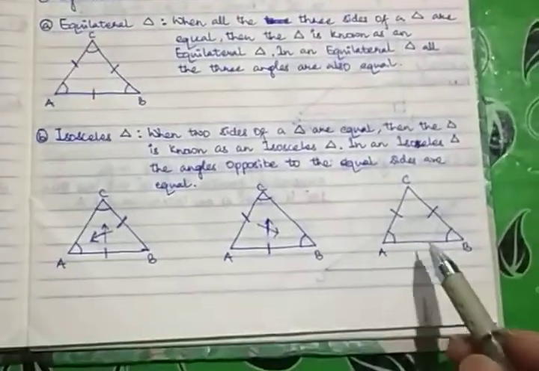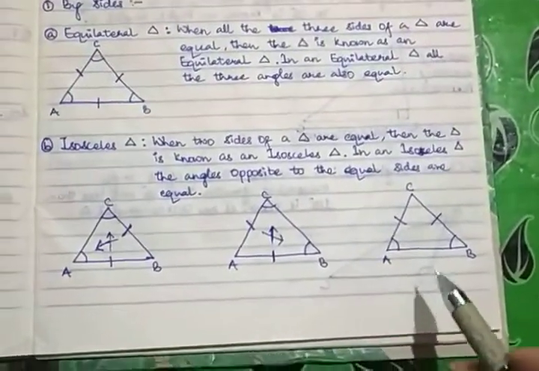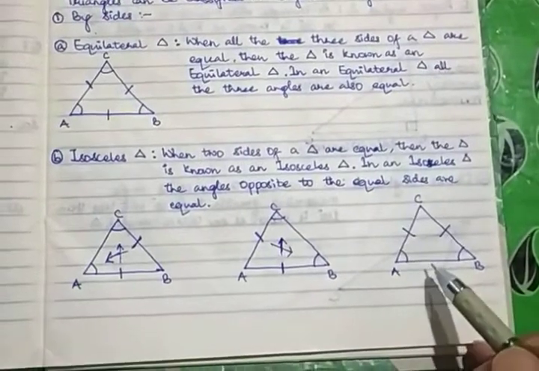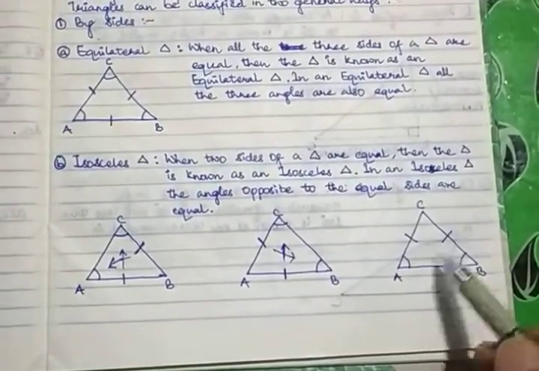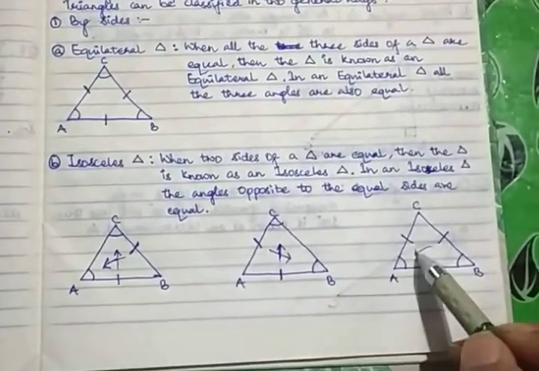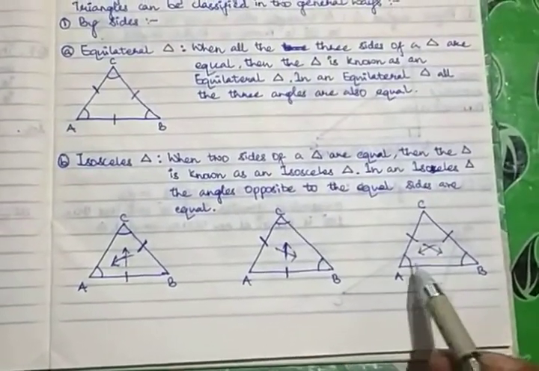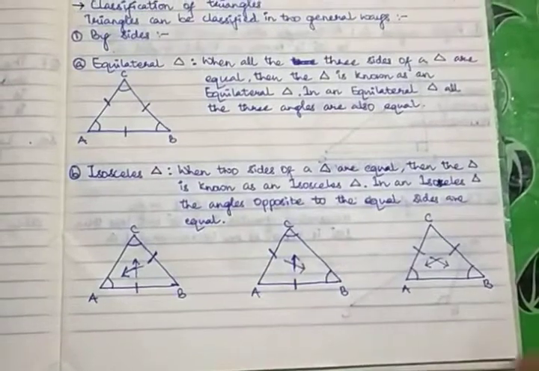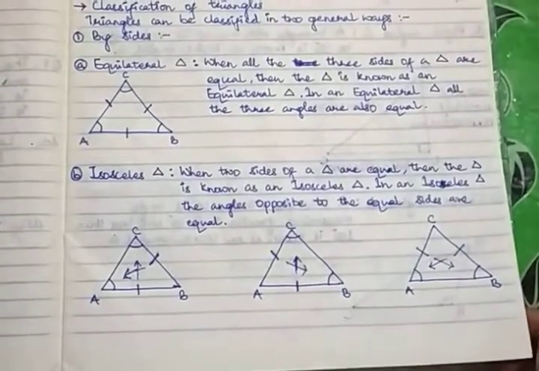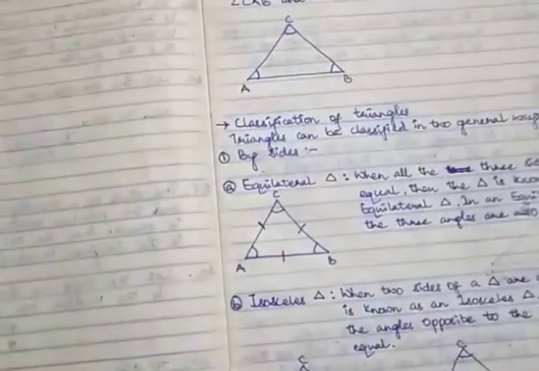Similarly for this triangle, again I have moved the equal sides, AC and CB. Now for CB, the opposite angle is angle A. For AC, the opposite angle is angle B. So in this one, angle A is equal to angle B. For an isosceles triangle, remember two sides and two angles.